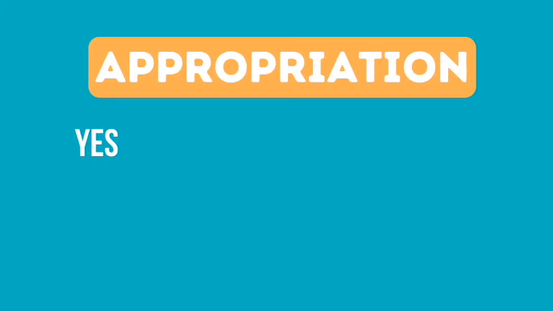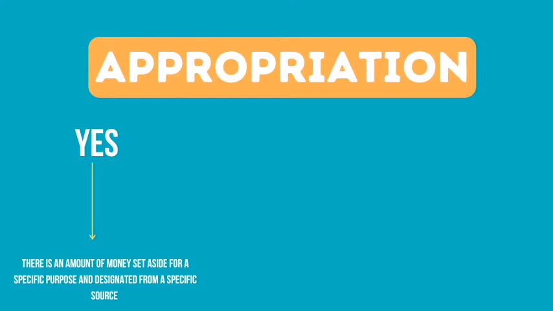For the appropriations section, two things will appear: yes or no. If yes is indicated, that means there's an amount of money set aside for a specific purpose and designated from a specific source. If no is indicated, that means there's no money set aside for this bill.